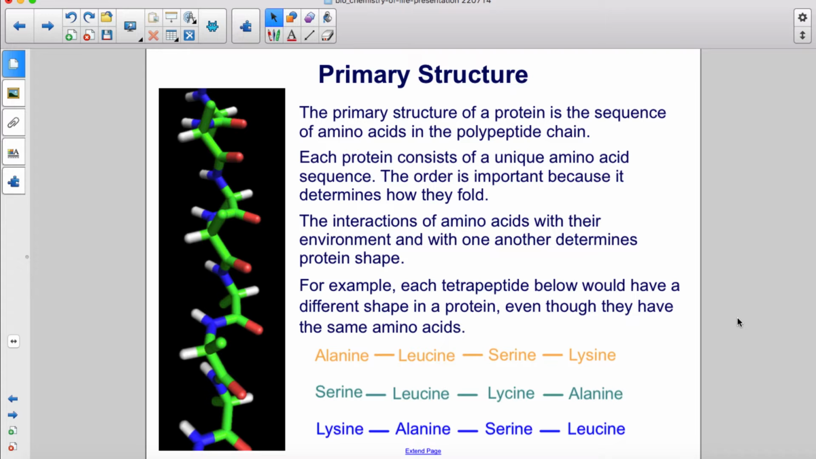The primary structure of a protein is the sequence of amino acids in the polypeptide chain. Each protein consists of a unique amino acid sequence. The order is important because it determines how they fold. The interactions of amino acids with their environment and with one another determine protein shape. For example, each tetrapeptide below would have a different shape in a protein, even though they have the same amino acids.